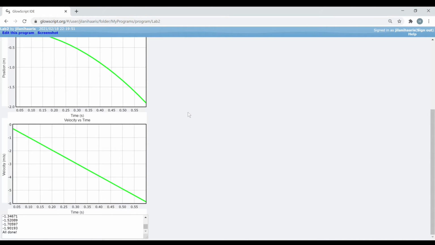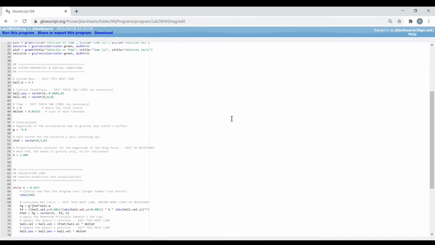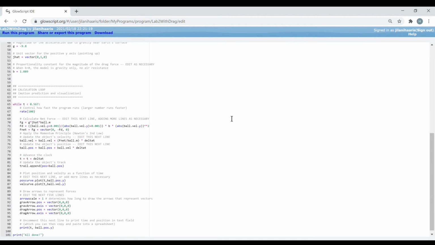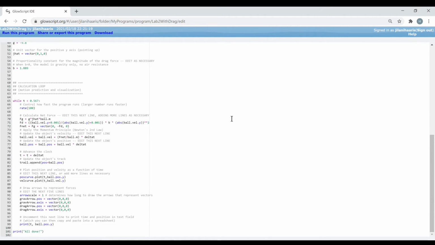As you can see, this motion, while similar to that of the one from the Tracker app, has the ball falling slightly faster than it does in real life. Here you can see a second GlowScript program which models the motion of the falling object using both the drag and gravitational forces, overall giving a much more accurate result.